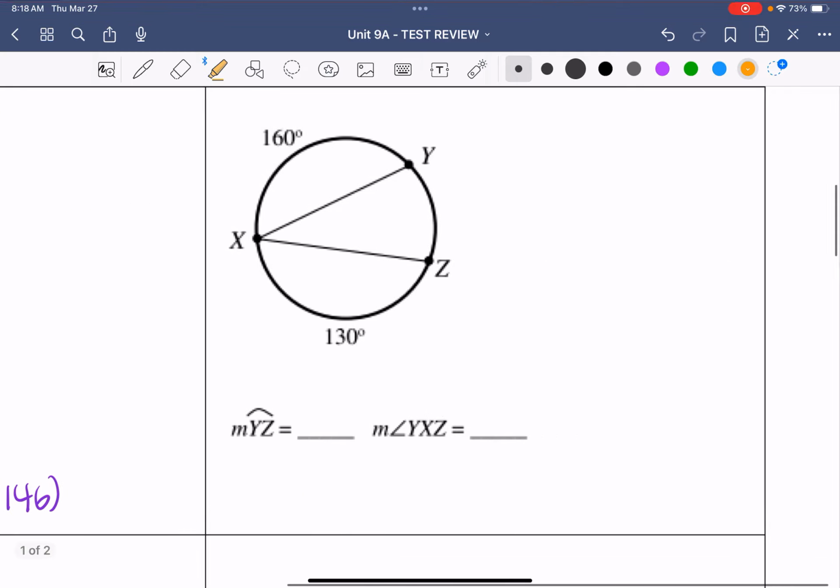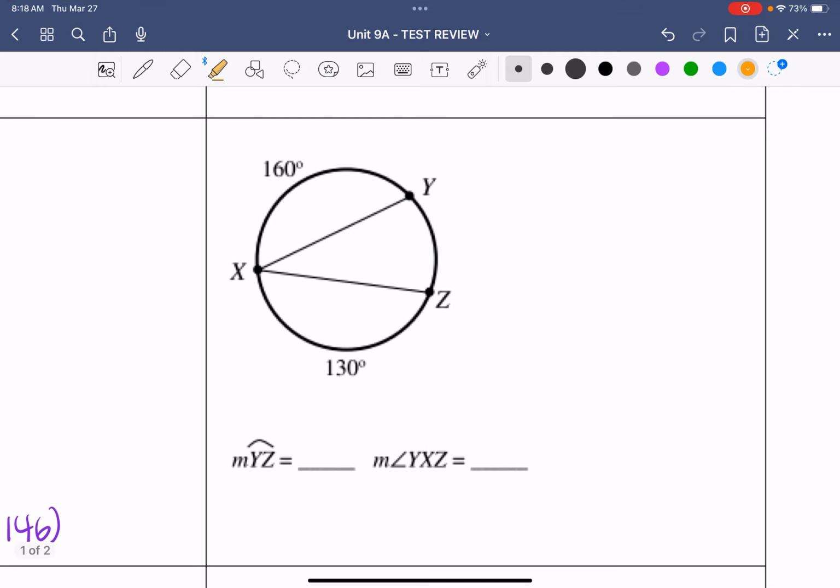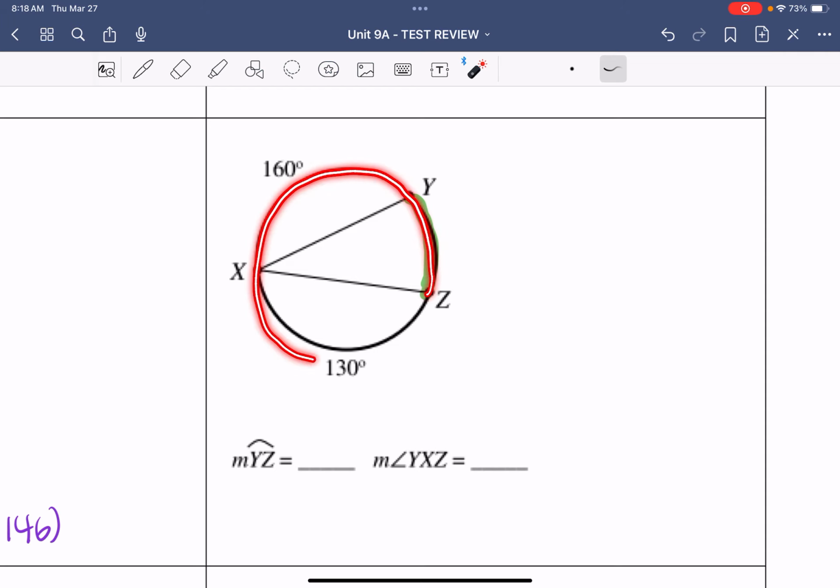Okay, next one. So same thing, they want us to find two measures. So the measure of YZ, so YZ is this part right here. So let's take a look at what we have. If I knew what this angle was, I could double it, but I don't know that angle yet. So instead, we're going to have to use that we know the entire circle is 360. So to find this part, we're just going to subtract the two pieces that we already have.